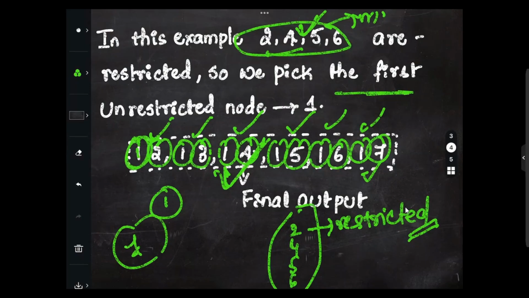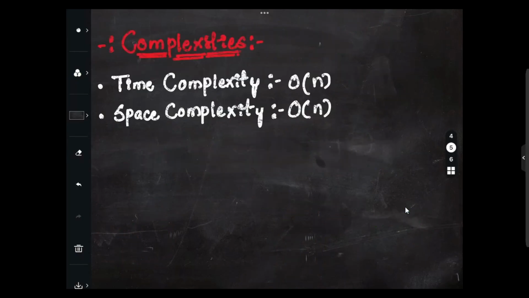Let's discuss the complexities. As we are completely familiar with the approach, now let's discuss the complexities and then write the code. So what would be the time complexity here? The time complexity would be big O of n per test case. Why would it be big O of n?